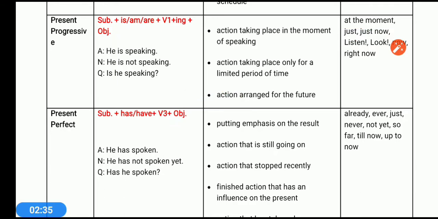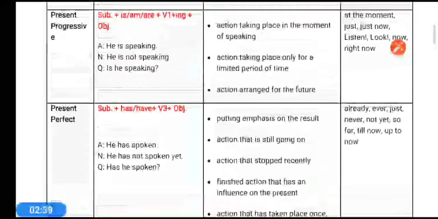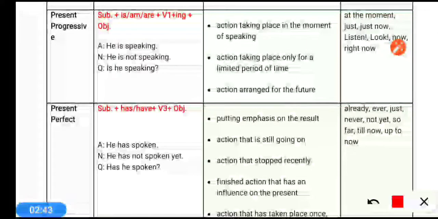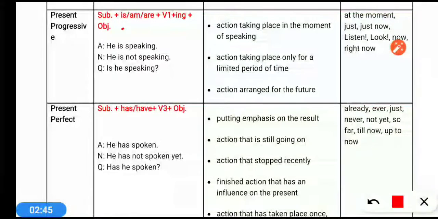So it's a very simple one. Present continuous tense means what is happening right now, or nowadays what is happening, we use present continuous tense. Verb is used according to the subject. With singular subject we use is plus ing, with plural are plus ing, and with I we use am plus ing. Like he is speaking, he isn't speaking, is he speaking?